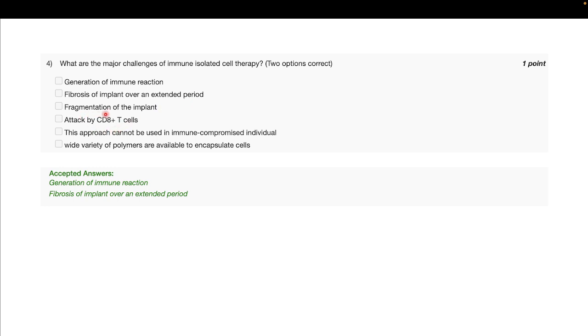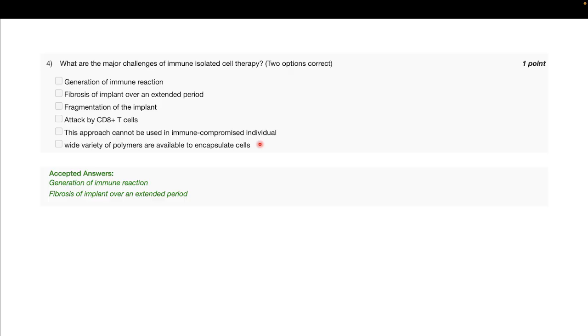So the rest of the options we'll just go through. Fragmentation of the implant doesn't usually happen. Attack of CD8 plus T cells will not happen because your CD8 plus T cells are very big in size. They will not pass through the 50 kDa cutoff of the membrane. This approach cannot be used in immune compromised individual, which is not true.